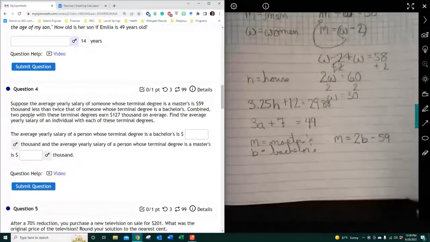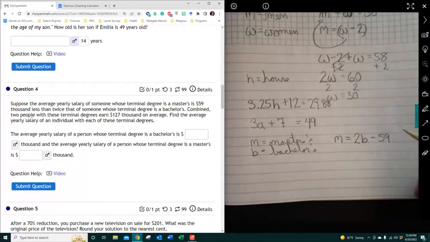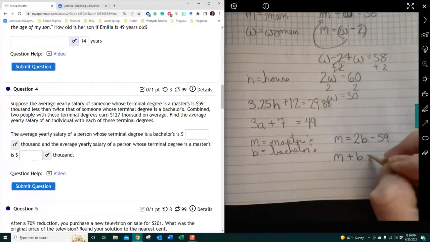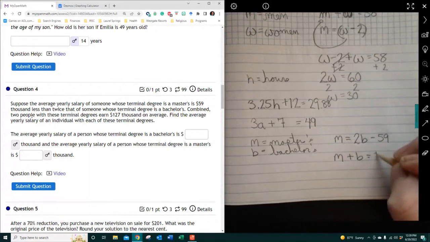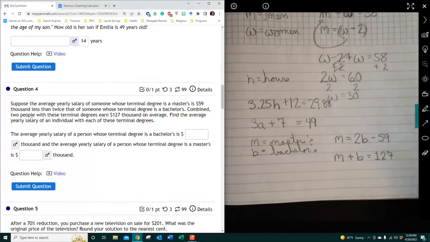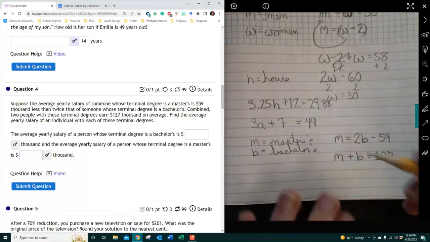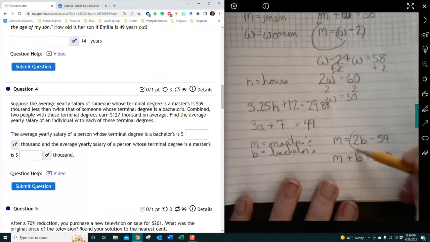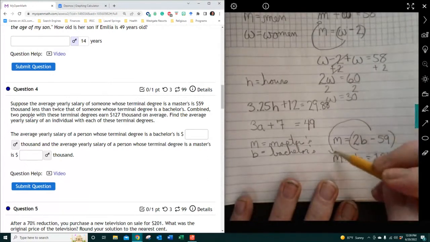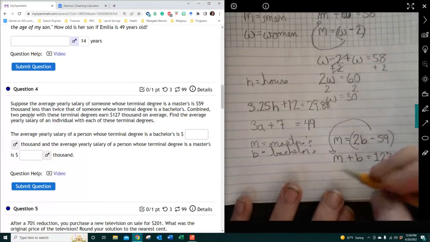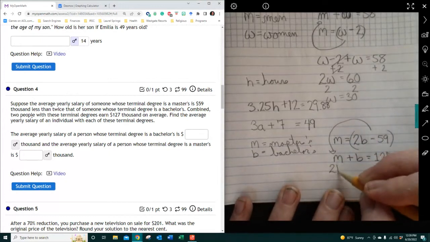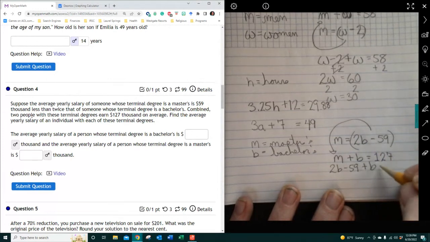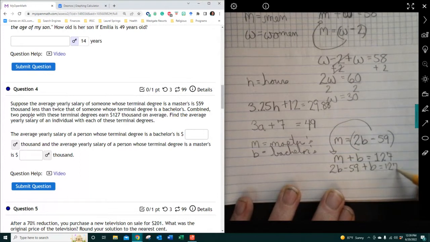It says combined, two people whose terminal degrees earn 127,000. So the masters as well as the bachelor's earns a total of 127,000. So now that we have this, again, just like we did up here, where we substituted, we're going to do the same thing. We're going to substitute that in for the M. And then we're going to get 2B, because that's part of this, minus 59 plus B equals 127.